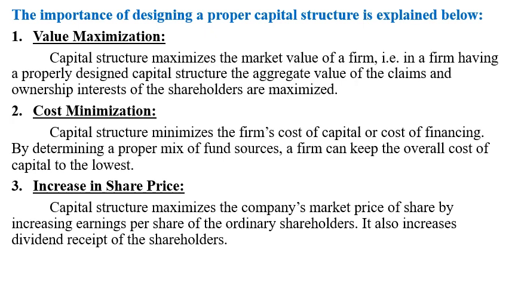It's the main part which will influence the profitability of the company. The cost of capital, if it increases, then the profitability will reduce. So if they maintain the lower cost of capital, then their profitability will increase. So by determining the proper mix of fund sources, a firm can keep the overall cost of capital to the lowest. So whenever the weighted average cost of capital reduces, whenever they maintain it at the lowest, then profitability will increase.